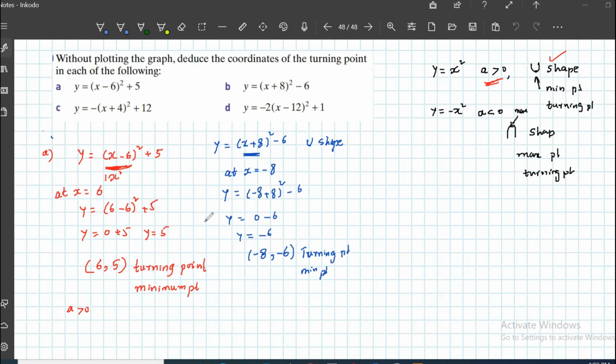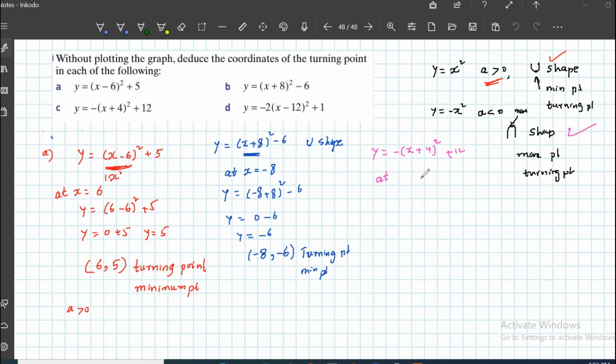If I check the next part, in part c, we have a negative case. If I write y is equal to minus bracket open (x plus 4) whole square plus 12. So in this case, we have negative. Whenever the coefficient of x square is negative, that means an n shape. And we are looking for the maximum or turning point, okay?